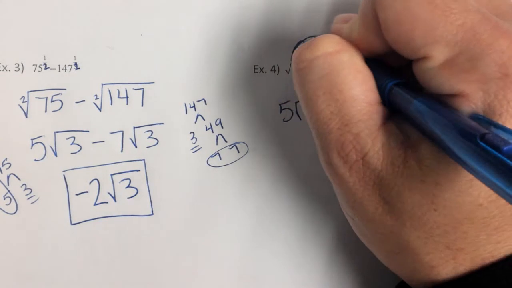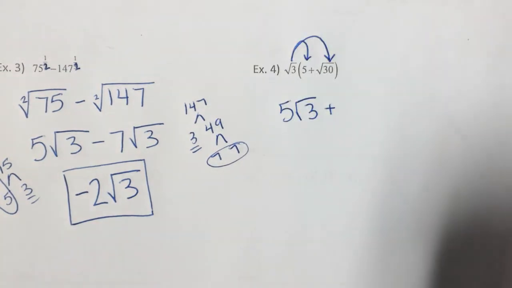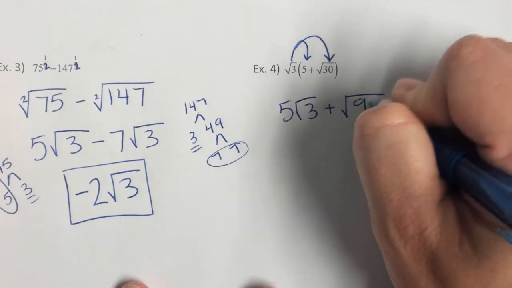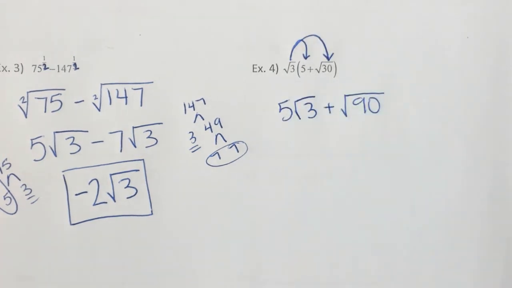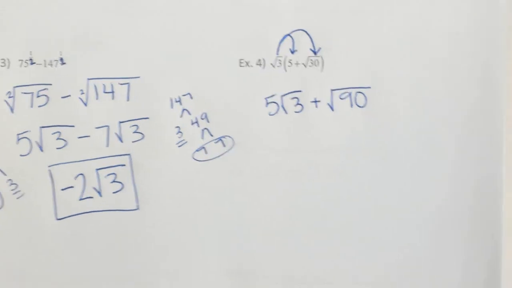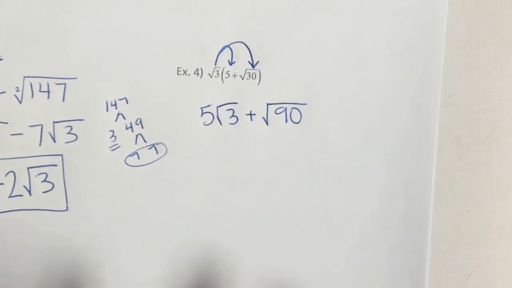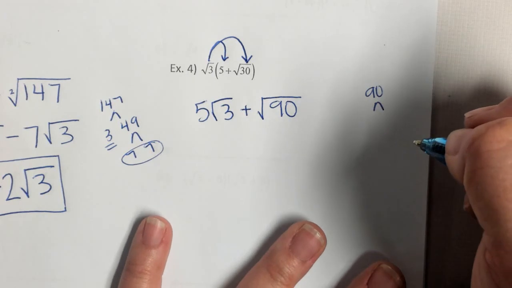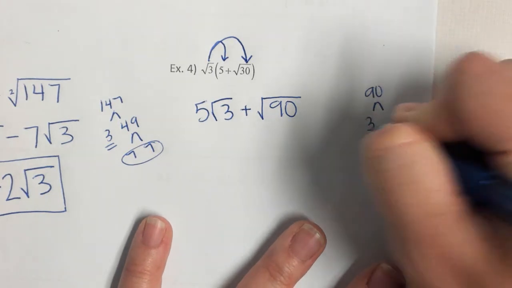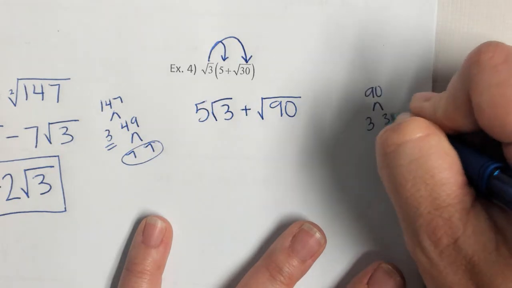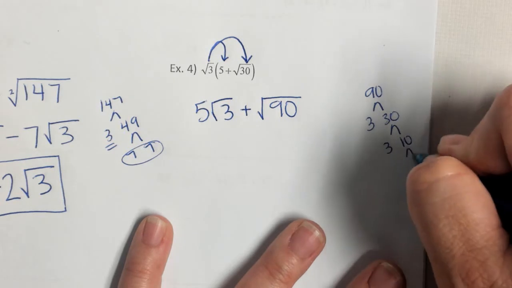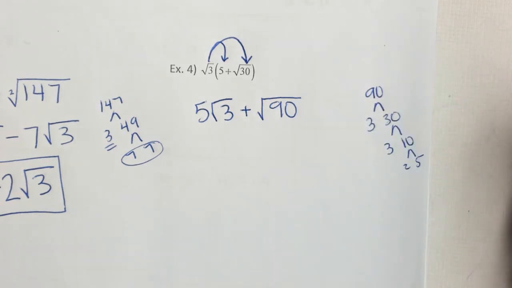Plus, well, these are both inside of a square root, which means we get to combine them. What's 3 times 30? 90. Can we simplify the square root of 90? Yes, I know y'all love this. Okay, what goes into 90? 3. How many times? 3 goes into 30 10 times. 2 goes into 10 5 times.